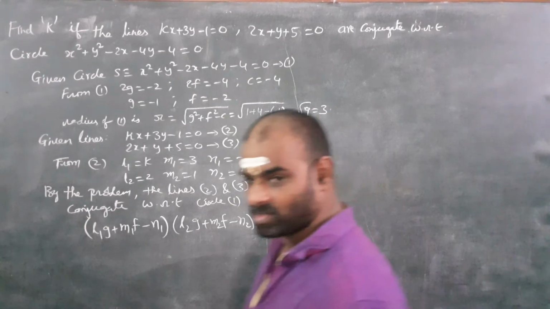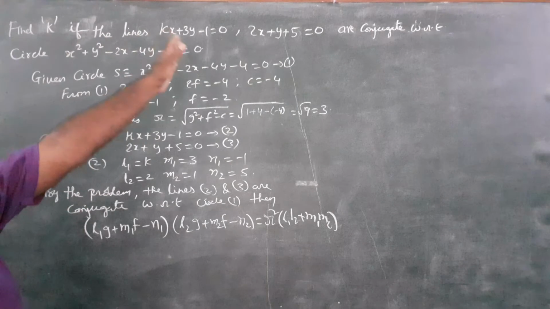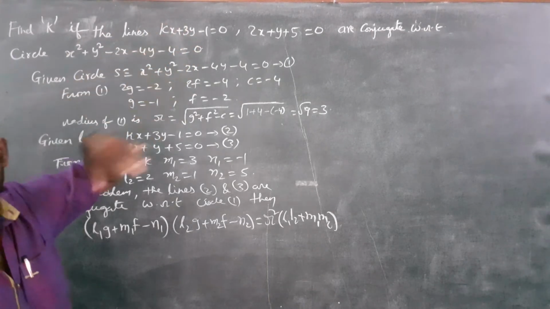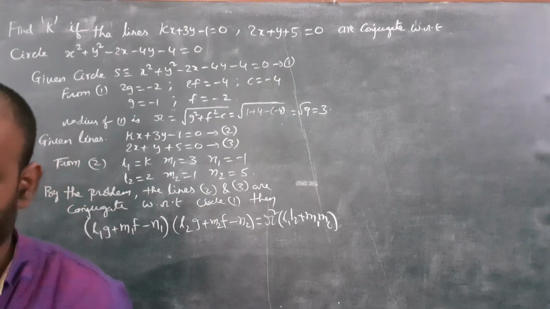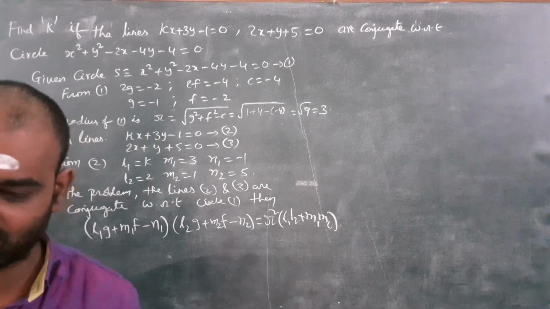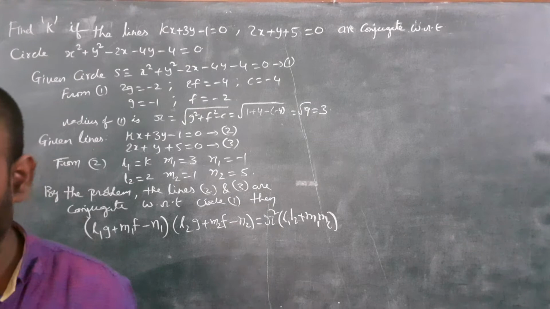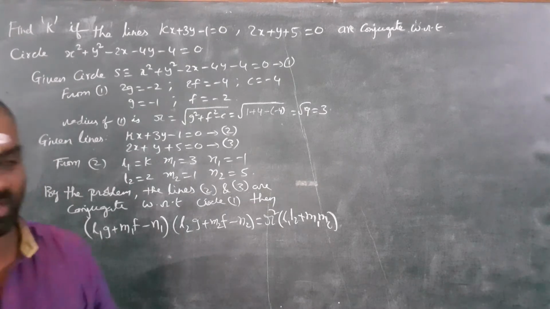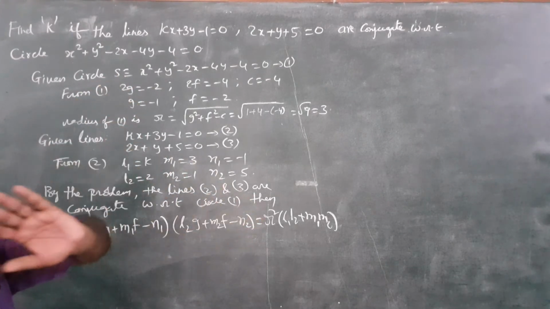Now the second problem is, in this problem they asked the value of k if the lines are conjugate with respect to this circle. Here we don't need to prove the given lines are conjugate. Already the problem itself told us the given lines are conjugate with respect to a circle. If those lines are conjugate, then we are going to find the value of k. So see how we solve this problem. Actually same method as the previous problem.